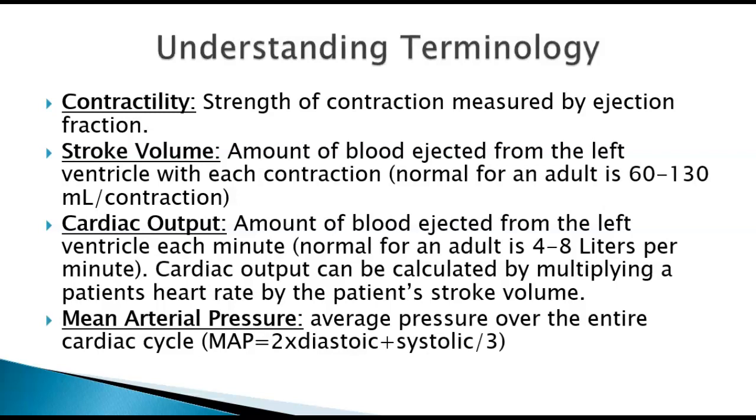Mean arterial pressure, the average pressure over the entire cardiac cycle, also known as the MAP. So you might have to calculate a MAP. It's diastolic blood pressure, the one on the bottom, times 2, plus the systolic, the one on top, times 1. Add that number together and divide by 3, and then you can get your mean arterial pressure.